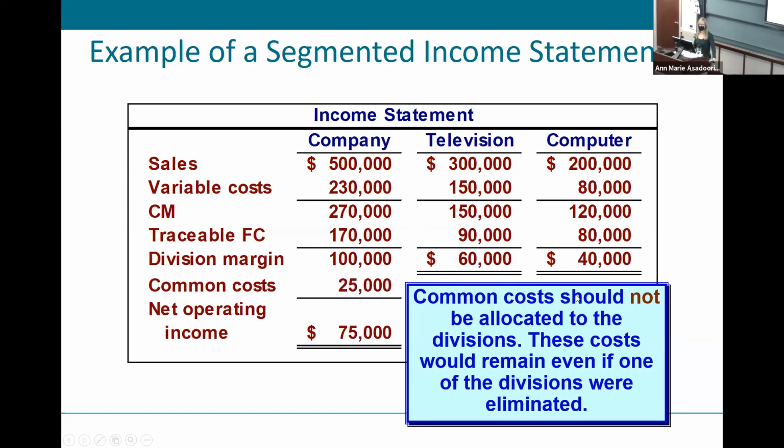Right, does that make sense? And you're going to see right here, this is going to be really easy for you. So I can say, I'm not happy with the computer division, right? This is low for me. Maybe I should drop the computer division.